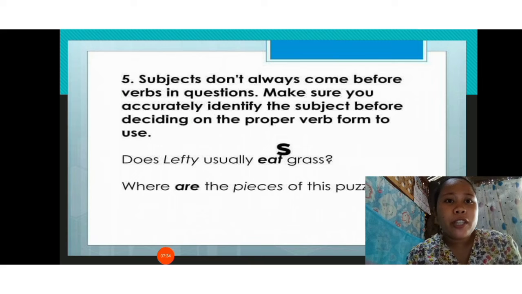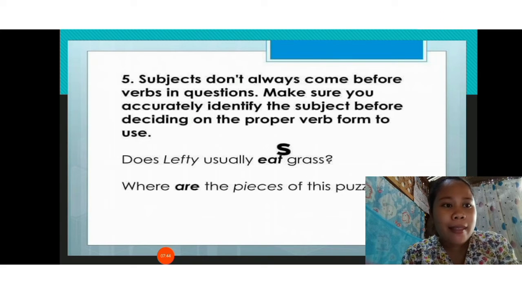Next, subjects don't always come before verbs in questions. Make sure you accurately identify the subject before deciding on the proper verb form to use. So, in interrogative sentences, there are times that the subject comes before the verb, and there are also times that the subject comes after the verb.